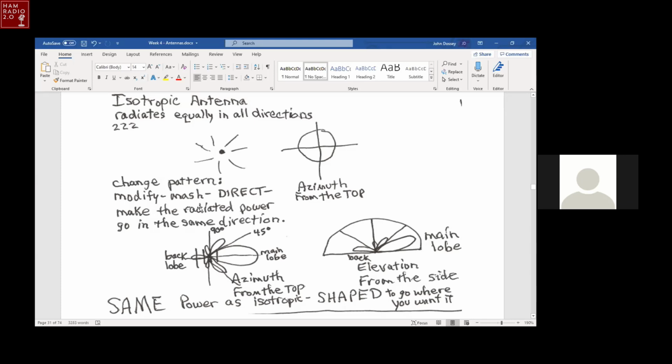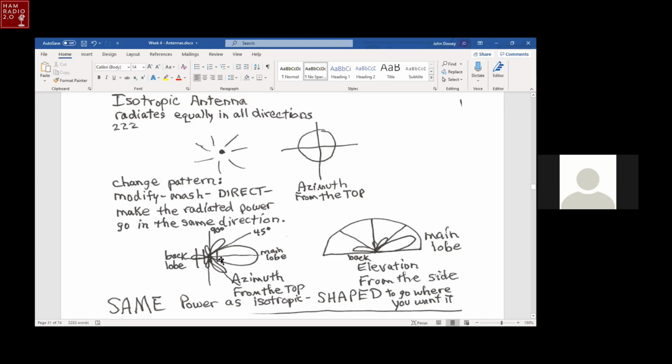But the whole point of an antenna is to make the radiated power go in the same direction. With a Yagi antenna, you want a big front main lobe and a small back lobe and small side lobes. And you can design your own Yagi antenna. We'll talk about that here in a minute. Let's see what else is on here we need to talk about.